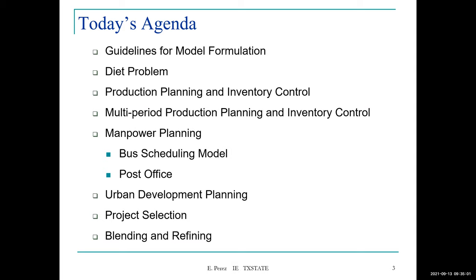As industrial engineers, we do a lot of scheduling. So we're going to talk about two specific examples. One is for bus scheduling, and the other one is for scheduling work shifts for the post office. And from there, we're going to transition to other applications like urban development planning, project selection. And the last one is an oil application, blending and refining. So that will be the last example for this lecture.